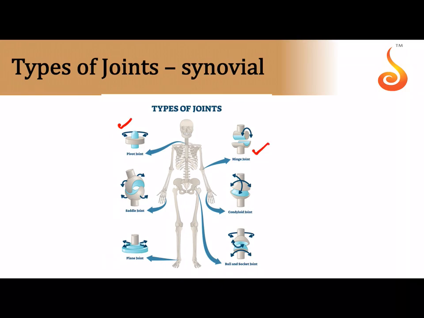In your elbow region you have the hinge joint. Hinge joint can move only in one plane. And then you have the wrist joint, that is between your carpal and the radius. Radius is the lateral bone of your forearm. It is referred to as the condyloid joint.